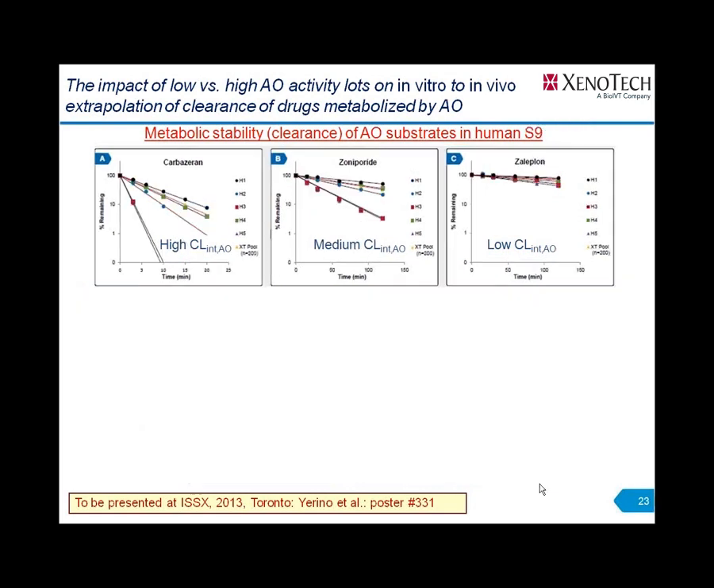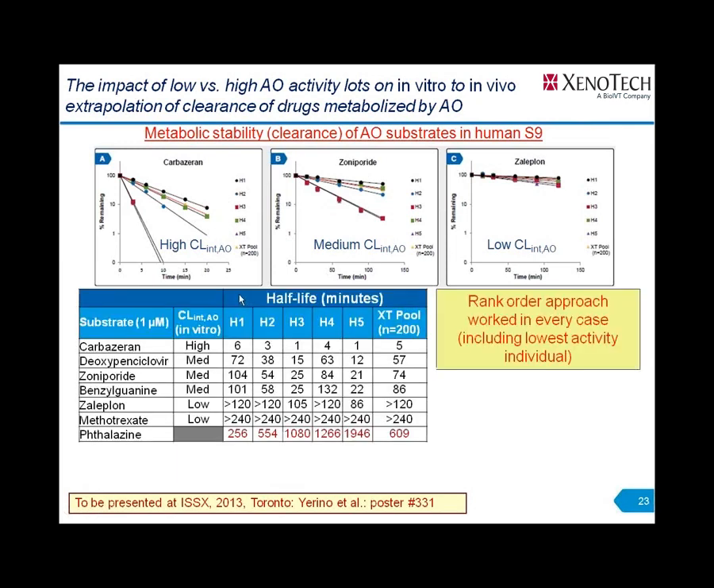Looking at human S9, again, we've got substrates that have high clearance, medium clearance, and low clearance, like the previous slide. And then diving straight into the actual half-life values, you can see that the rank order approach in the case of cytosol, or in the case of S9, actually worked in every case, including the lowest activity individual.